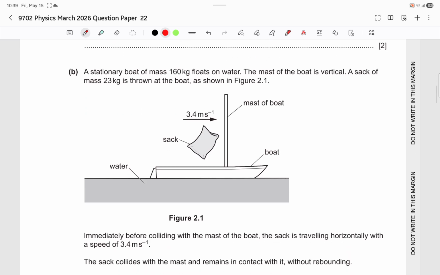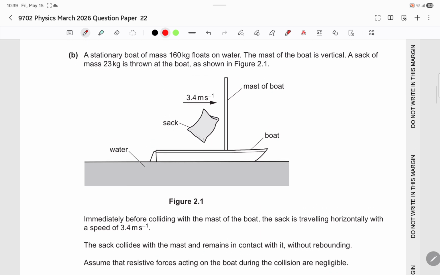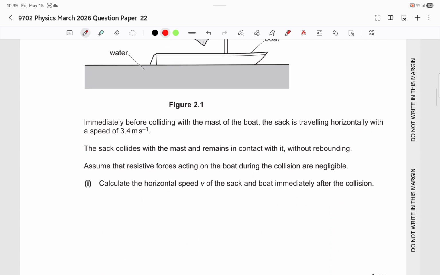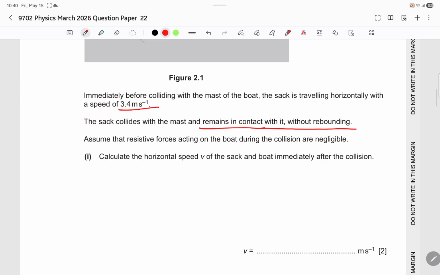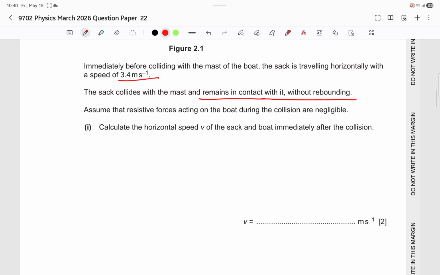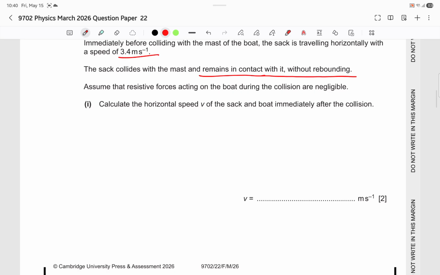Now, a stationary boat of mass 160 kg floats on water. The mast of the boat is vertical. A sack of mass 23 kg is thrown at the boat, as shown in the figure. Immediately before colliding with the mast of the boat, the sack is traveling horizontally with the given speed. The sack collides with the mast and remains in contact with it without rebounding. Assume that the resistive forces acting on the boat during the collision are negligible. Calculate the horizontal speed v of the sack and boat immediately after the collision.